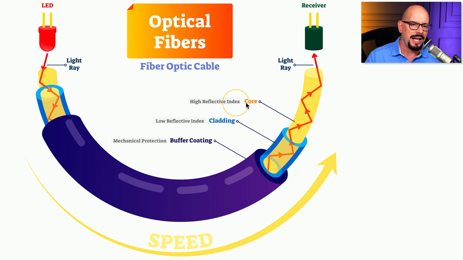We refer to this as a high reflective index core, and it is surrounded with a low reflective index cladding to help protect it. Because of the differences in the reflective index, the light bounces back and forth through the fiber until it reaches the other side. This fiber, though, is very thin and very fragile, so to help protect the core and the cladding, we surround it all with a buffer coating.